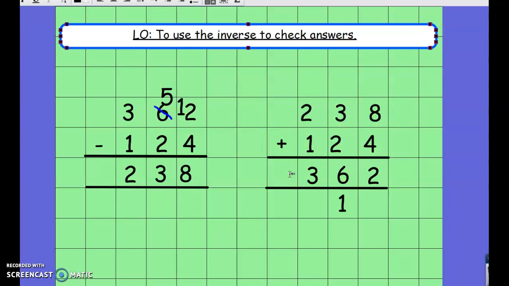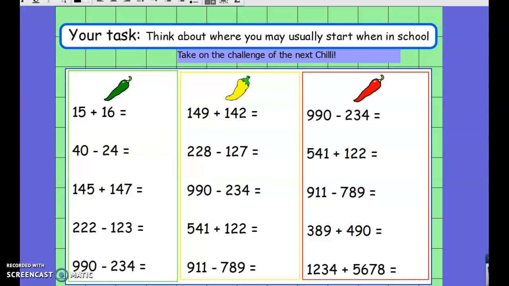Okay, now have a think. If you don't end up with the same answer here, I want you to have another go at this calculation, your first one, and then do the inverse again to see if you end up with the same answer. So on the slides that you were just on for Thursday, you've got your chili questions. So you've got the first question. You're going to use the column subtraction or addition to work it out. And then you're going to do your inverse to check your answer.